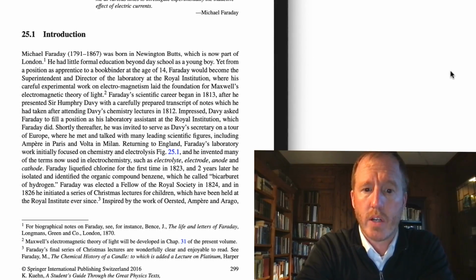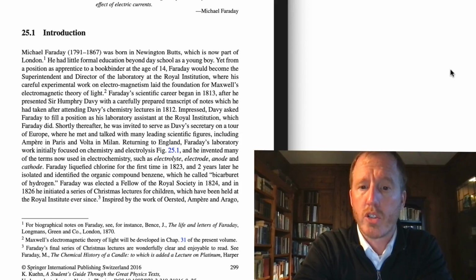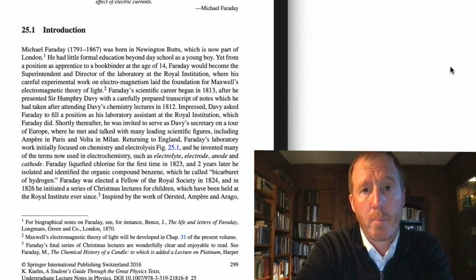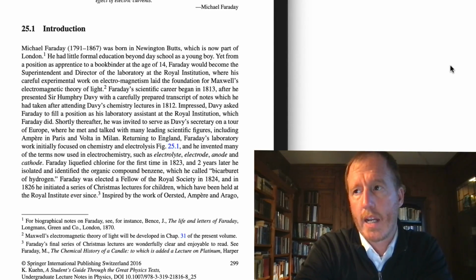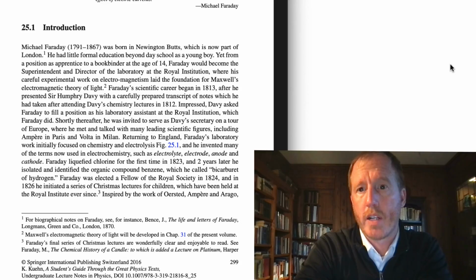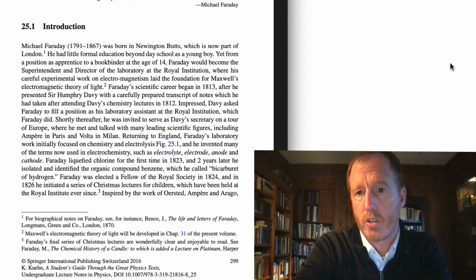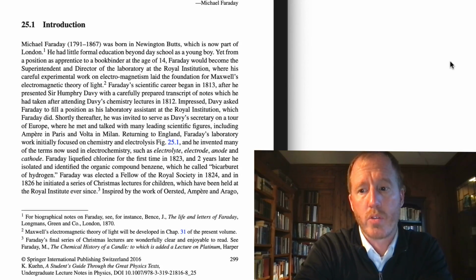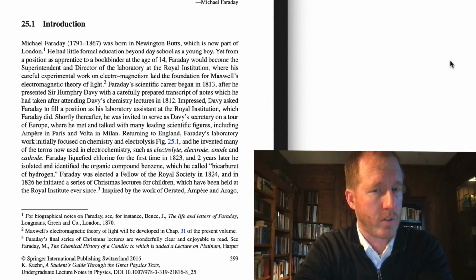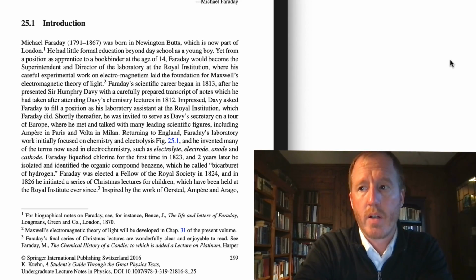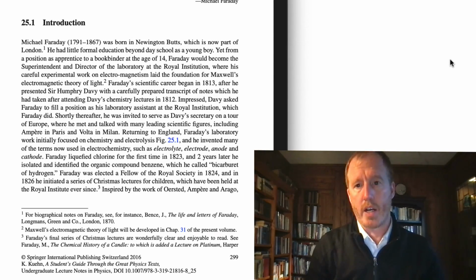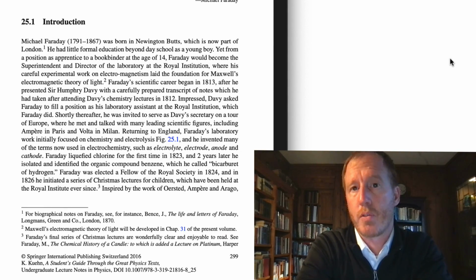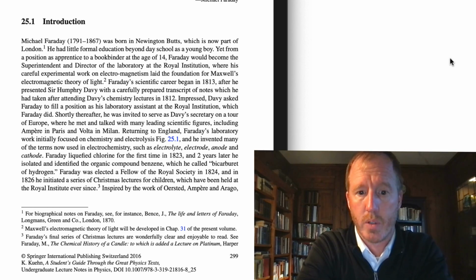And in 1826, he initiated a series of Christmas lectures for children, which have been held at the Royal Institution ever since. By the way, if you can get your hands on a book called The Chemical History of a Candle, which is based on Faraday's Christmas lectures, it's a fascinating little book. And he also wrote another book called The Forces of Matter, I believe that's what it's called, which are his Christmas lectures. These were really designed for young people who would come to presumably the Royal Institution, and he would give demonstrations, which sound like they would have been fascinating to attend.